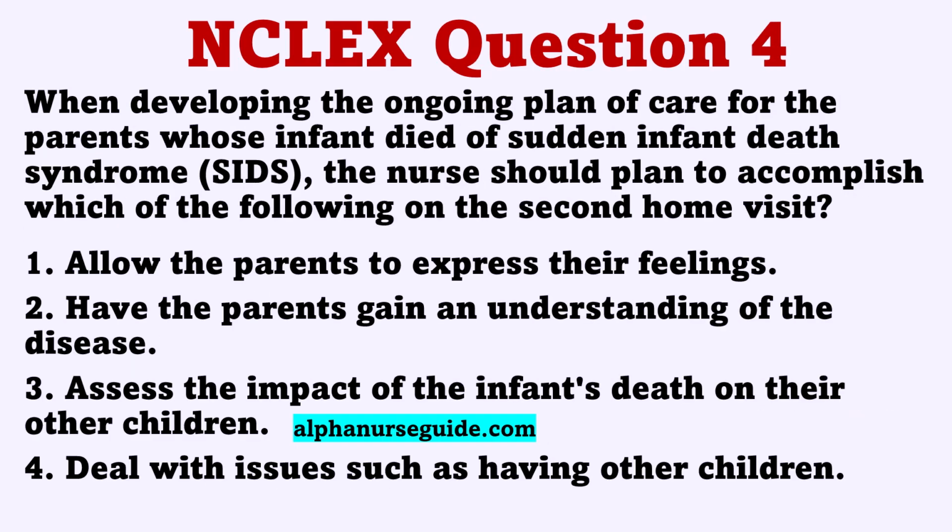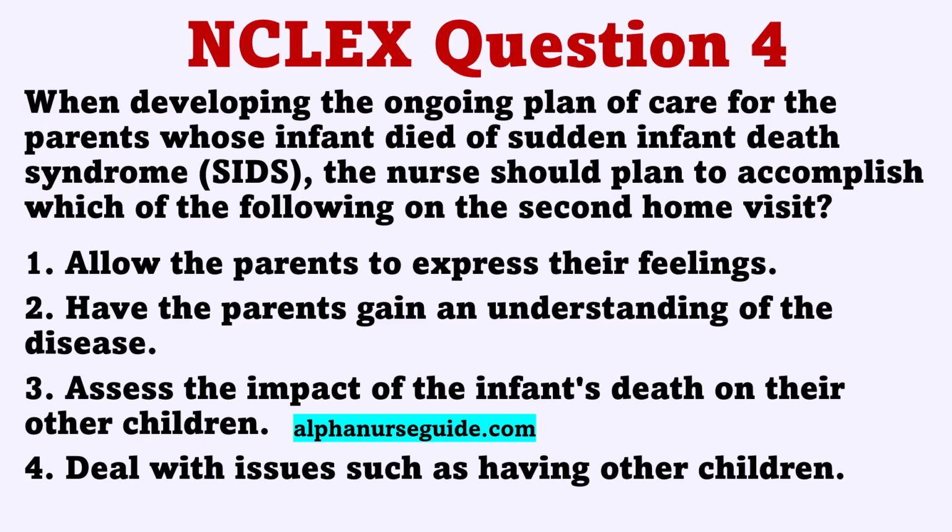When developing the ongoing plan of care for the parents whose infant died of sudden infant death syndrome, the nurse should plan to accomplish which of the following on the second home visit? 1. Allow the parents to express their feelings. 2. Have the parents gain an understanding of the disease. 3. Assess the impact of the infant's death on their other children. 4. Deal with issues such as having other children.